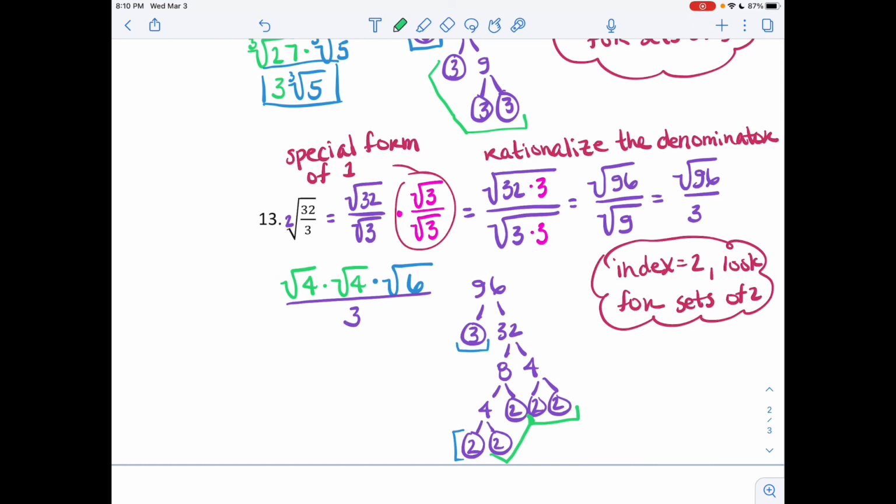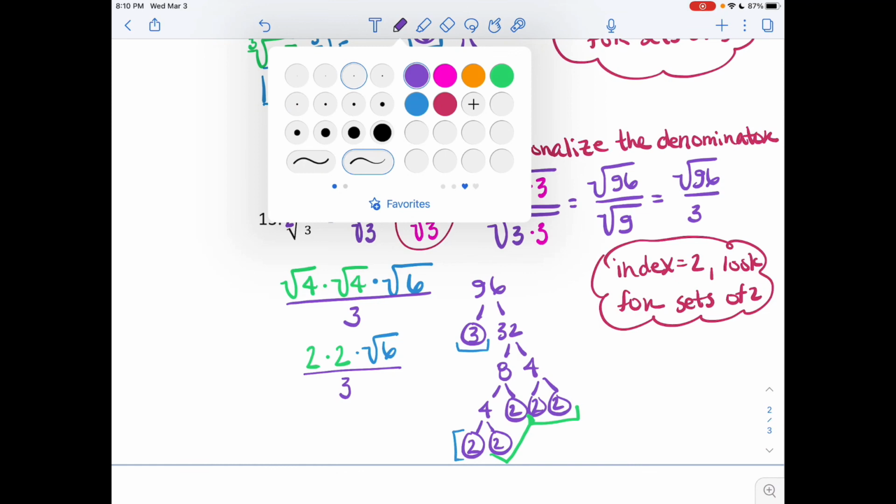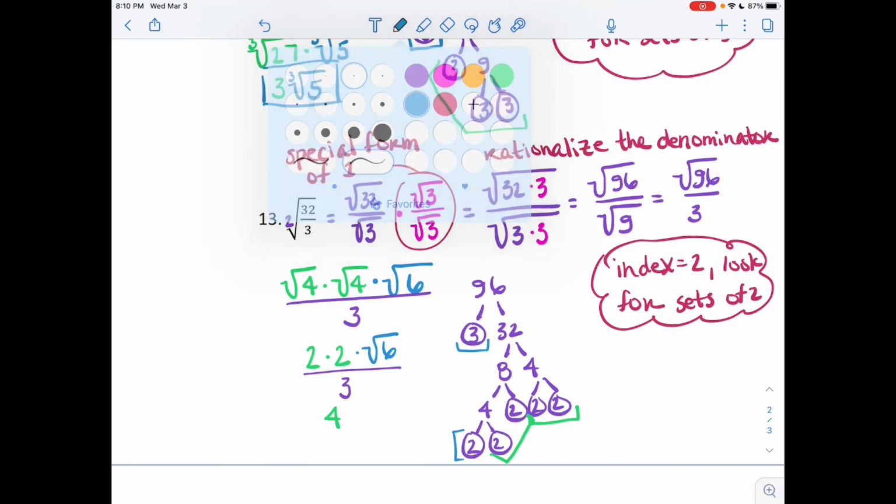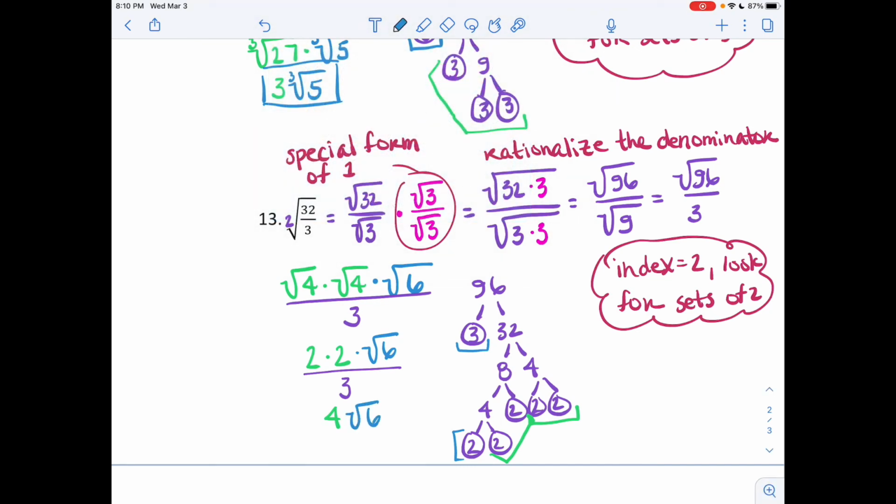Now let's continue simplifying. The square root of 4 is 2. Another square root of 4 is 2. I have that 6 under a square root that I can't do anything with. And finally, the whole thing is divided by 3. One last thing I can do to simplify, and that is multiply the 2 times 2. That'll give me 4. And then I have a square root of 6. And all of this is over that 3 from the original piece right up here.